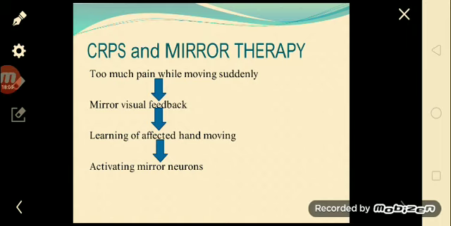CRPS and mirror therapy, complex regional pain syndrome. There is too much pain while moving suddenly. So after getting this visual feedback, the patient learns that affected hand is moving. So he can activate the mirror neurons and performs the movement without pain. He can lose the fear of feeling pain.